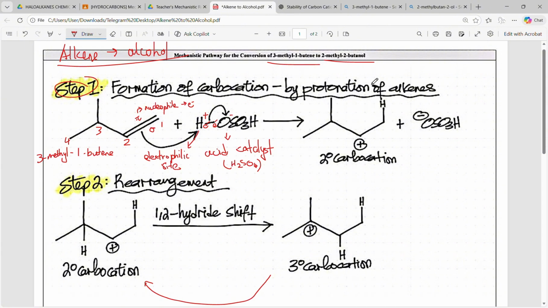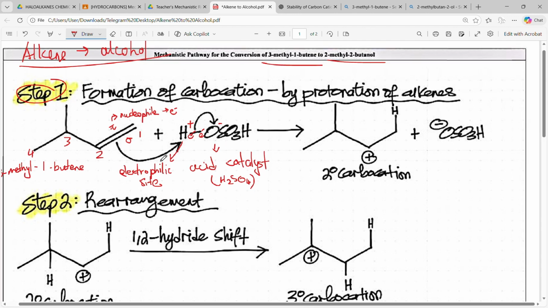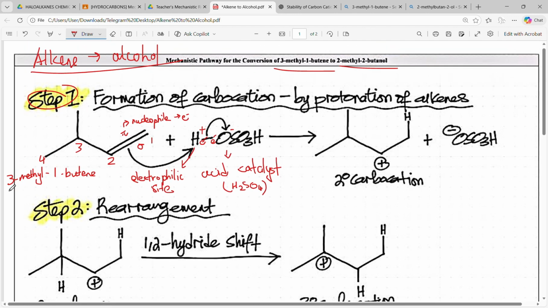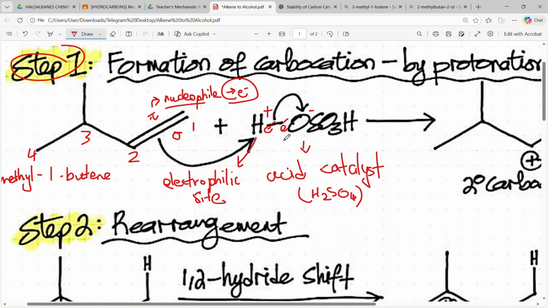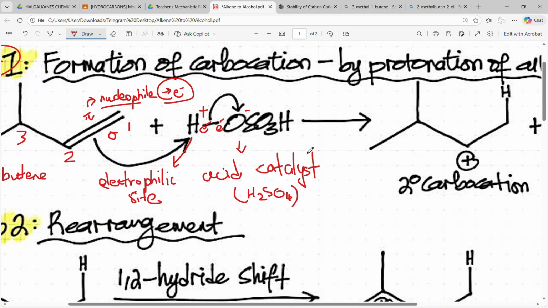The protonation of alkenes. As we see in this 3-methyl-1-butene, we have a double bond here, and a double bond consists of a pi bond and a sigma bond. The pi bond in the double bond acts as a nucleophile that will donate electrons. And then we look at the H2SO4, the sulfuric acid. The sulfuric acid in this case acts as the acid catalyst.